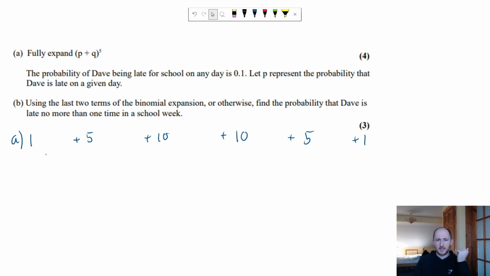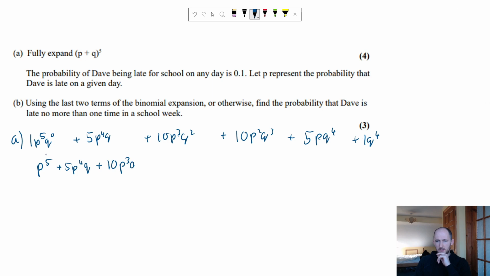And then again, like I just said, it doesn't matter if you start with P or Q, because it's fully expanding. But it's going to be p^5 q^0, p^4 q^1, p^3 q^2, p^2 q^3, p q^4, and then q^5. So if we simplify this, we literally just have p^5 plus 5 p^4 q plus 10 p^3 q^2 plus 10 p^2 q^3 plus 5 p q^4 plus q^5.